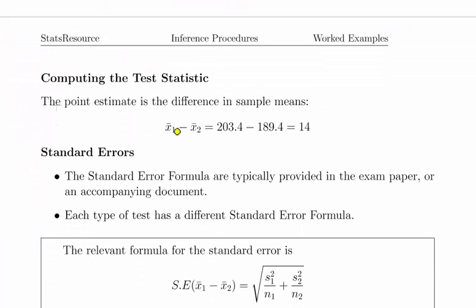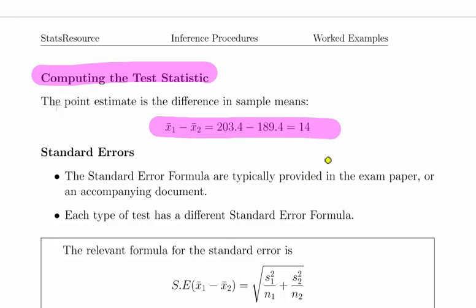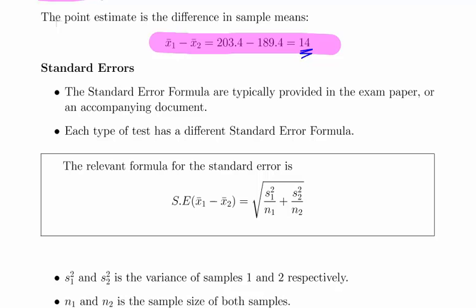So the point estimate is essentially the difference in means. So we're on to our second step, calculate the test statistic. The point estimate is essentially the difference in means. It is 14, whatever the measurement units are.